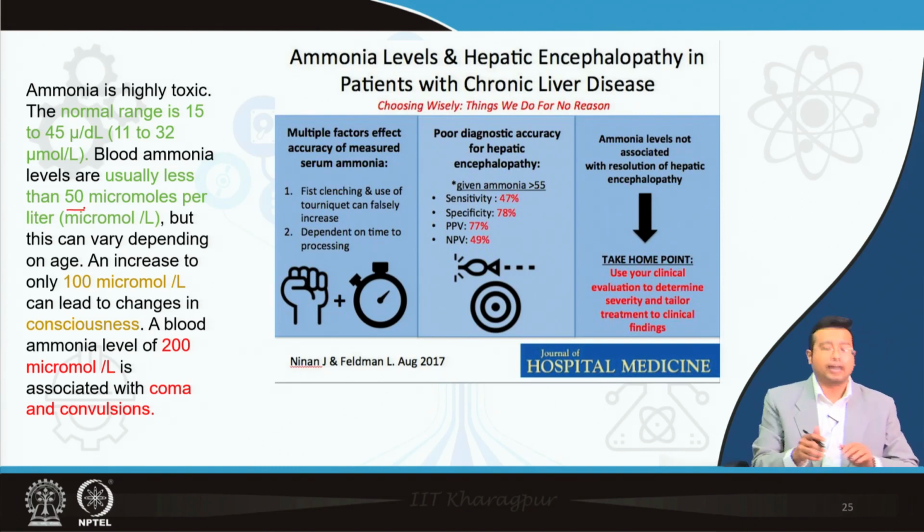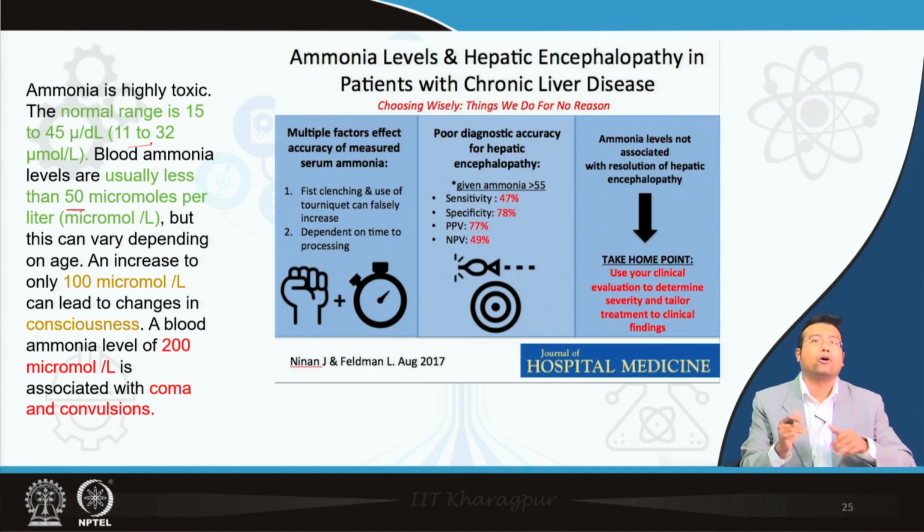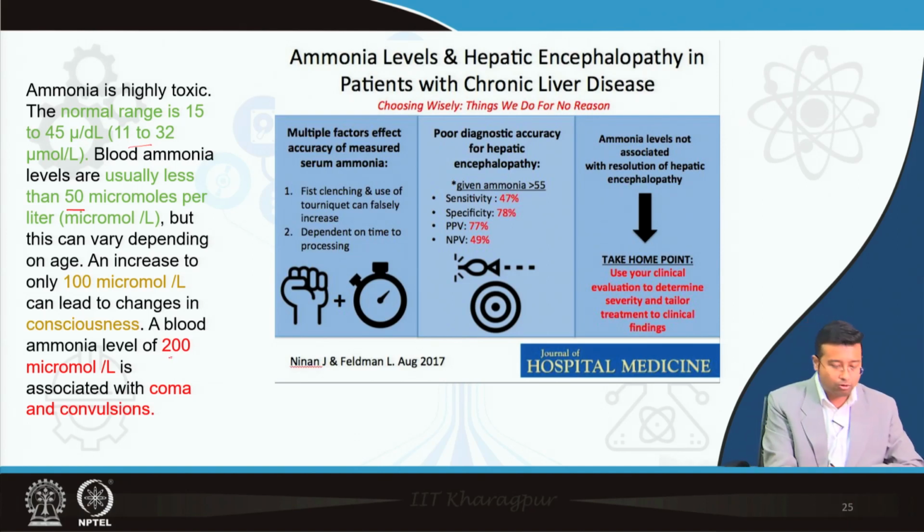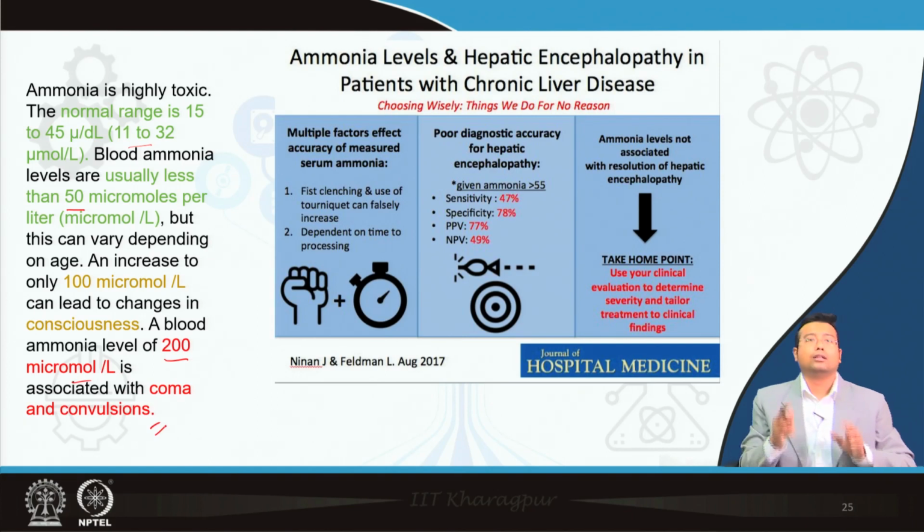Now, considering the level of ammonia in blood, it is actually very low, less than 50 micromole per liter, the standard being 11 to 30 or 15 to 45, whatever the unit, it is less than 50, right, depending on labs, the unit of representation may be different. Whenever it is going beyond 100, the patient will start to lose consciousness, there will be altered sensorium, and if the value goes above 200, there will be coma and convulsion.